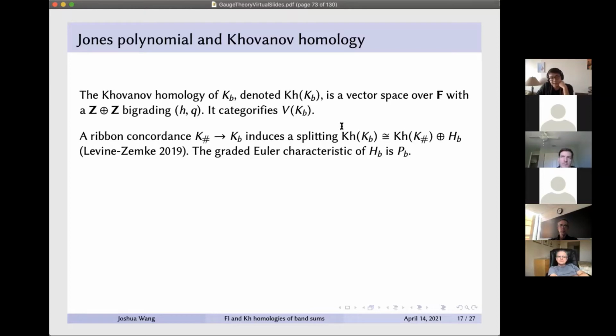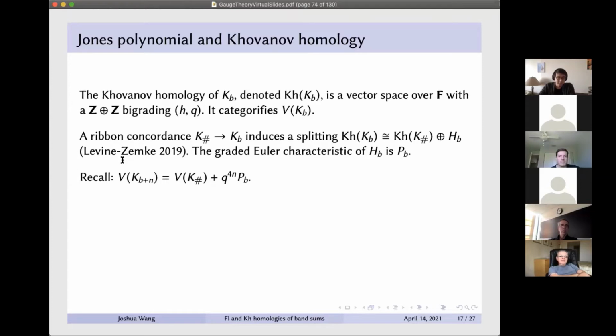And now you'll notice that if you decategorify this isomorphism, you take graded Euler characteristics, you see that it says that the Jones polynomial of KB is equal to the sum of the Jones polynomial of K sharp plus the graded Euler characteristic of HB. But PB tautologically satisfies an equation of that form, so it follows that the graded Euler characteristic of HB is PB. So you can think of HB as a categorification of PB, if you'd like.